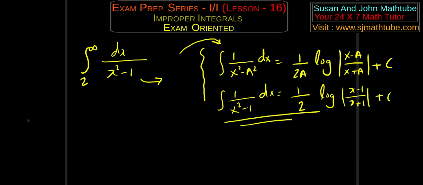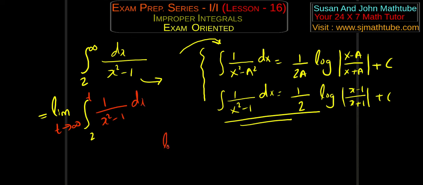Second thing, I'll give you a hint what to do on this side. You change this into a limiting problem. Limit t tends to infinity, integral 2 to t, 1 by x square minus 1 dx. Now you integrate. You will have to apply the formula: log a minus log b equal to log a by b in the middle of the problem.